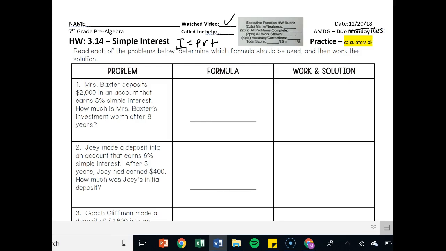Right, so Ms. Baxter deposits $2,000 into an account. It earns 5% interest. How much is Ms. Baxter's investment worth after 8 years? So a time of 8 years.